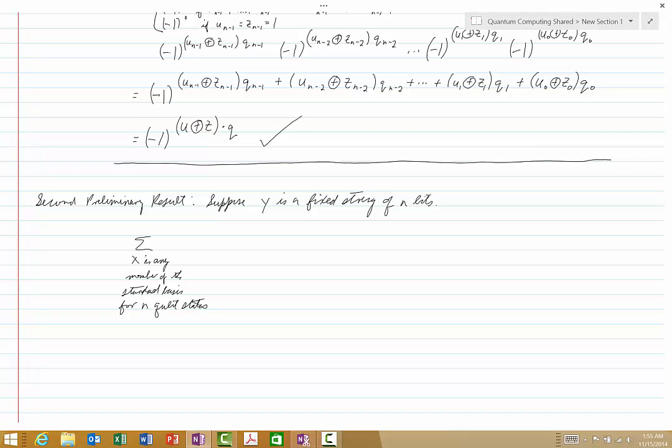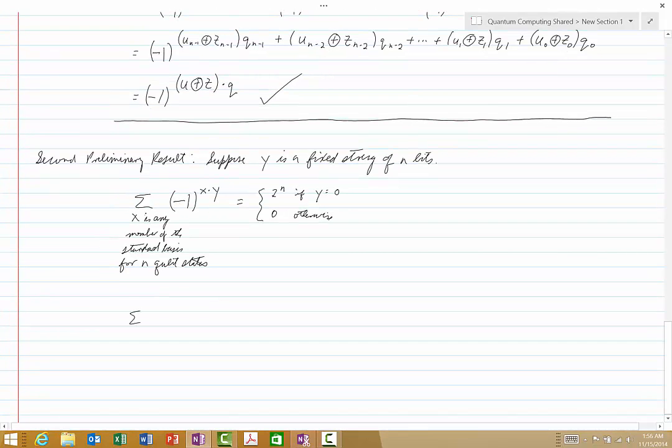So anyway, the preliminary result we want to consider is this: the sum of -1 to the x dot y is equal to 2 to the n if y equals 0, and it is equal to 0 otherwise. Now the way that your book is writing this is: sum x equals 0 to 2 to the n minus 1 of -1 to the x dot y equals 2 to the n if y equals 0 and 0 otherwise.